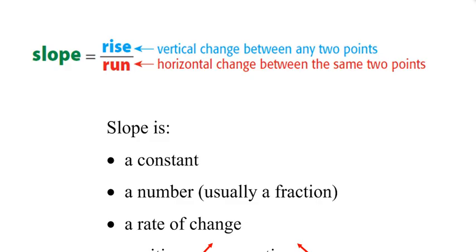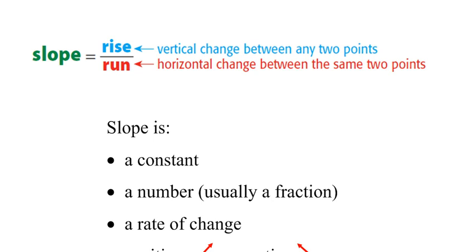All right, so this fraction that we just did, comparing those two values, is called the slope of the line. And the slope of the line is the rise over the run. The rise is a vertical change, and the run is a horizontal change.